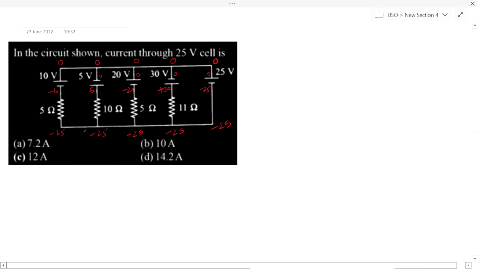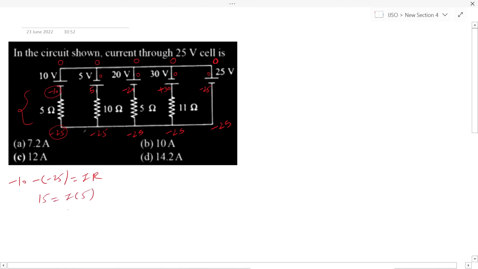This is the higher potential, minus 10, and this is the lower potential. Let's find out the current at this point. So it's minus 10 minus of minus 25 is equal to I into R, which is 15. So R is 15, I is 3.